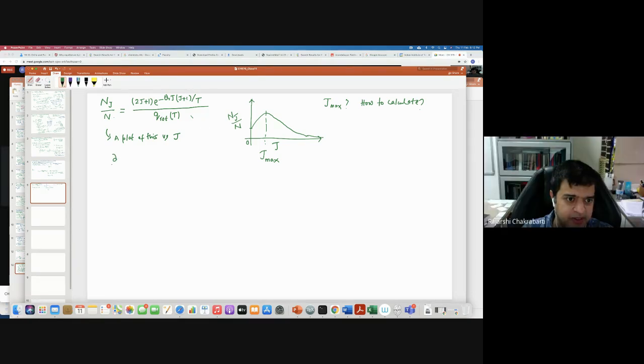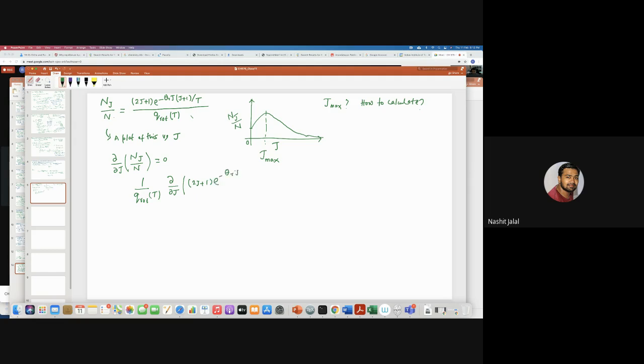So basically d by dJ of N_J by N. Actually, the derivative of N_J by N has to be 0. So this will give you 1 by q rotation, which is a constant. Basically you have to take the derivative with respect to J of this quantity.